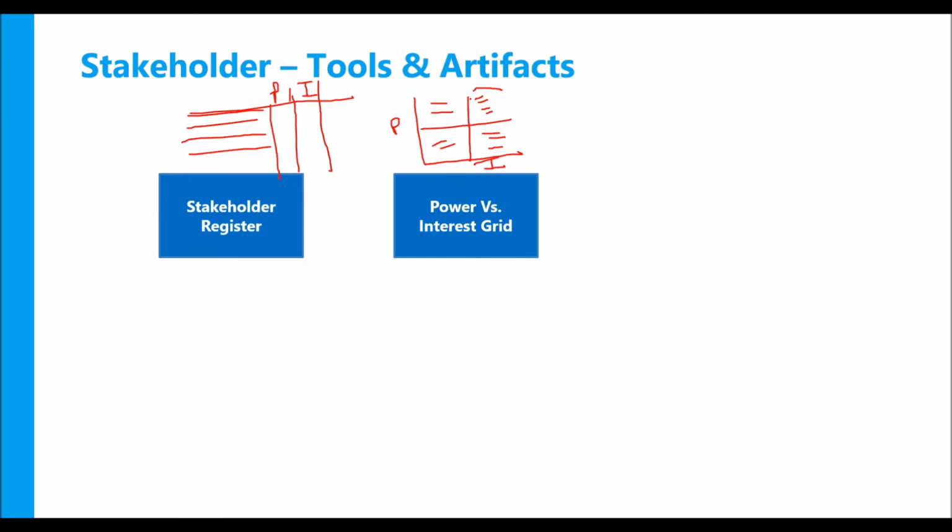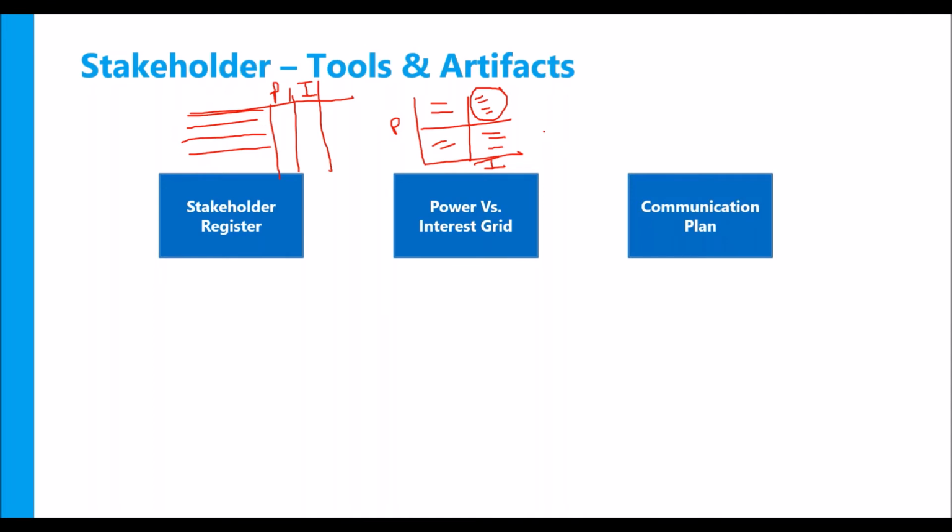The top right quadrant is highly critical. They have high power and high influence. So this quadrant for you is probably the most important quadrant. You can use this visual tool to analyze your stakeholders.